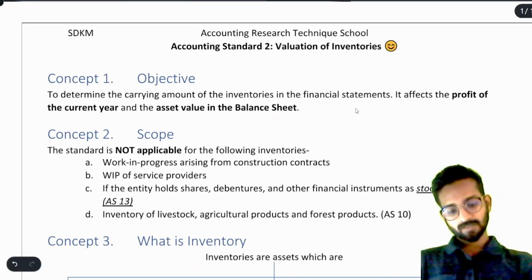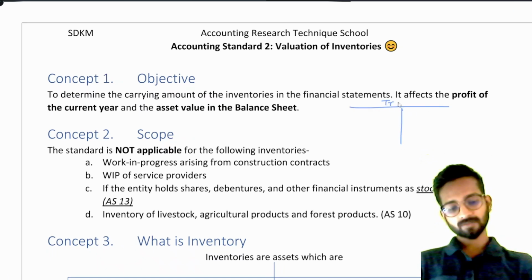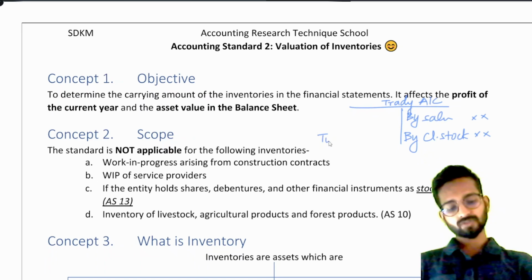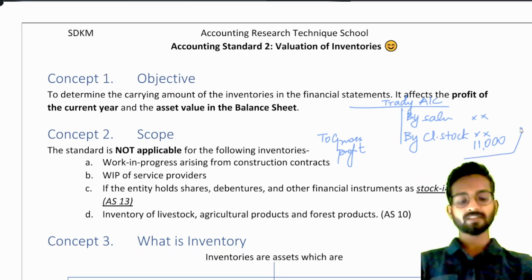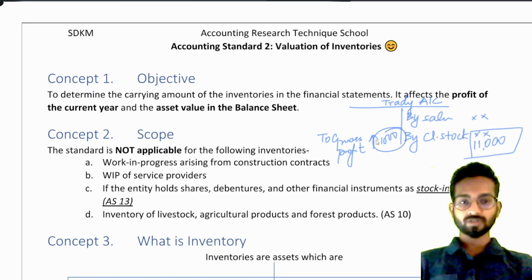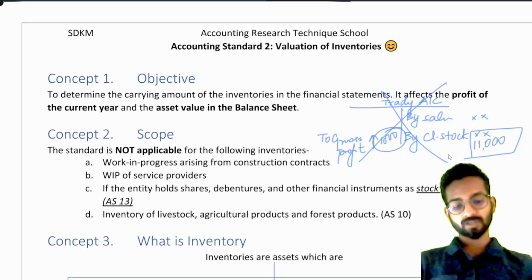Understand, we used to prepare the trading account. In the trading account, we used to write 'By sales' and then 'By closing stock'. You remember, 11th standard, first PUC, 'By closing stock', and here we used to write 'To gross profit'. So understand, if the closing stock should be 10,000, but by mistake or by my calculation I have written 11,000, then the gross profit will also increase by 1,000. Understood? So to avoid these mistakes, we have to carefully value our inventories.